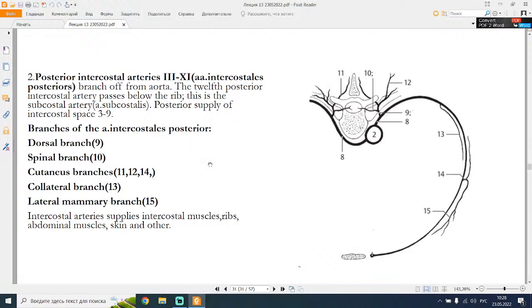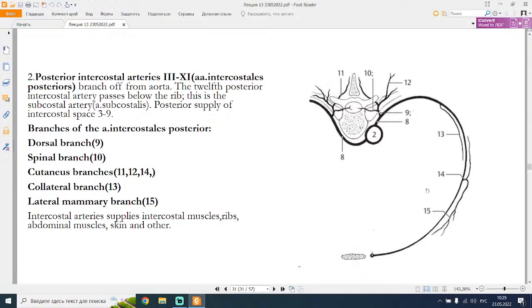Next branches of thoracic aorta. This is posterior intercostal arteries. This is vertebra. This is aorta. These are branches, posterior intercostal arteries. Arteria intercostalis posterior branches off from aorta. The 12th posterior intercostal artery passes below the rib. This is subcostal artery, arteria subcostalis.